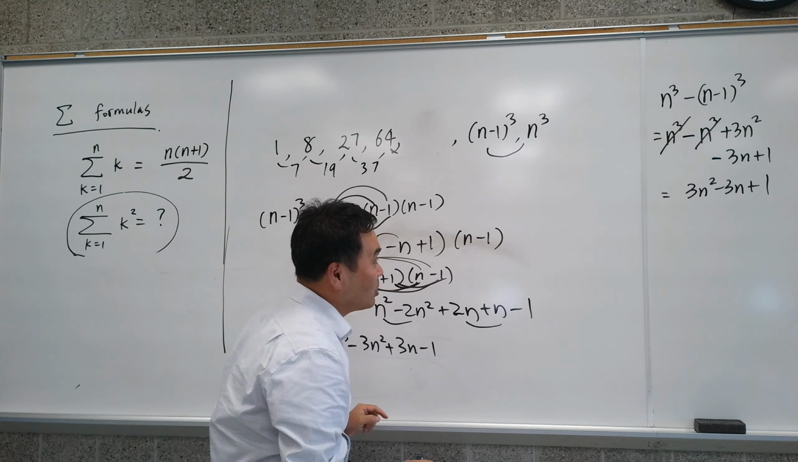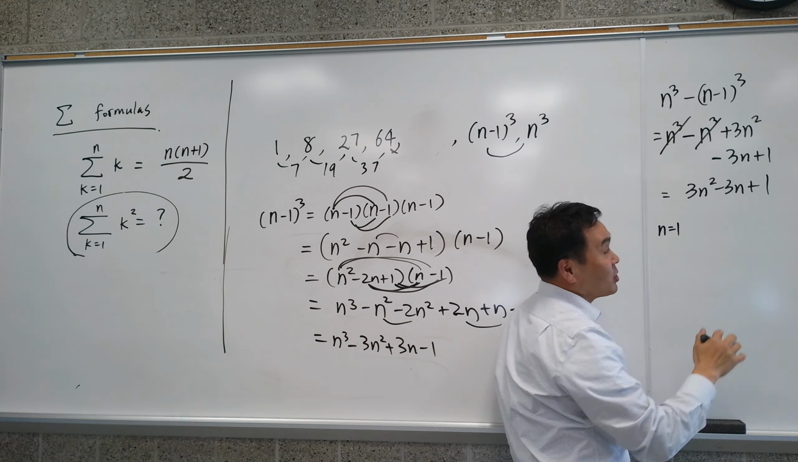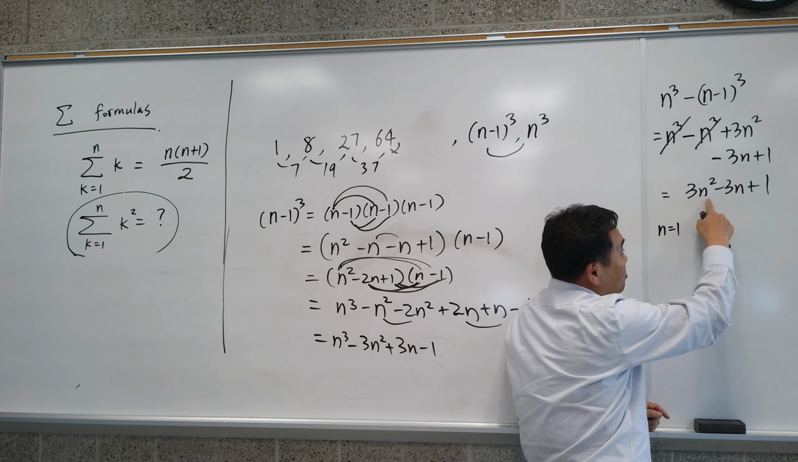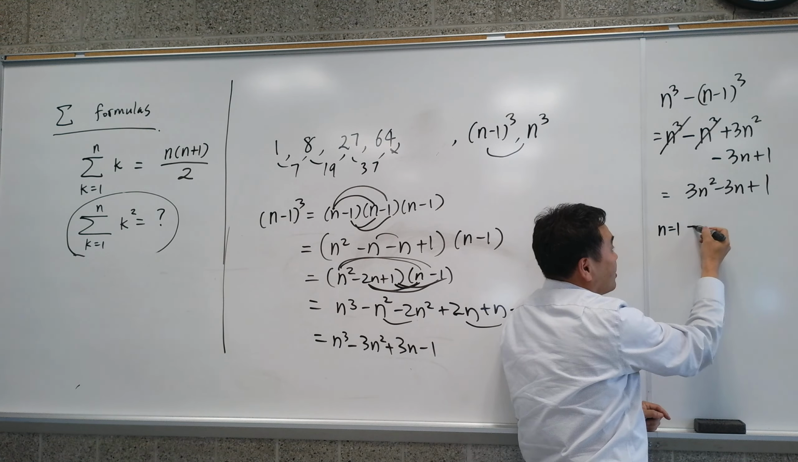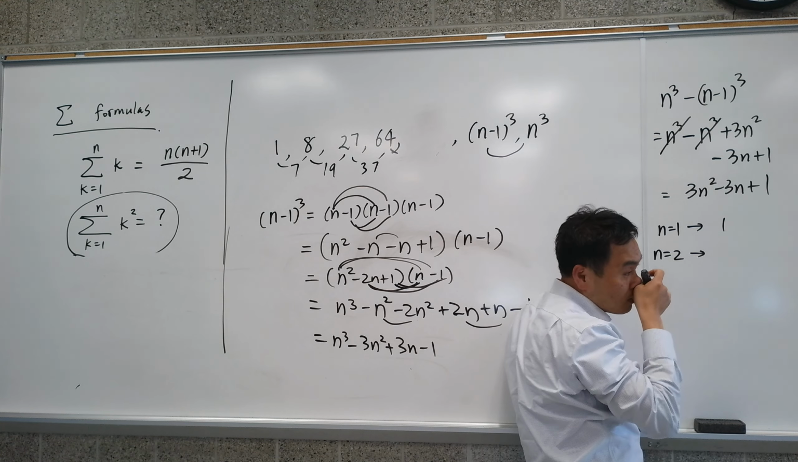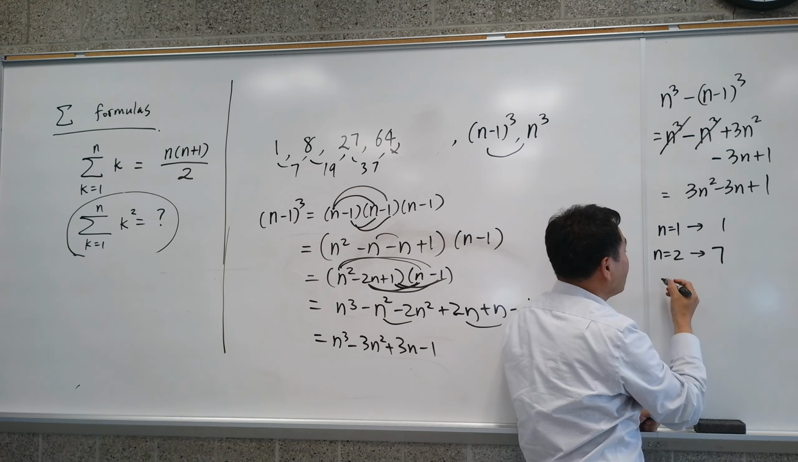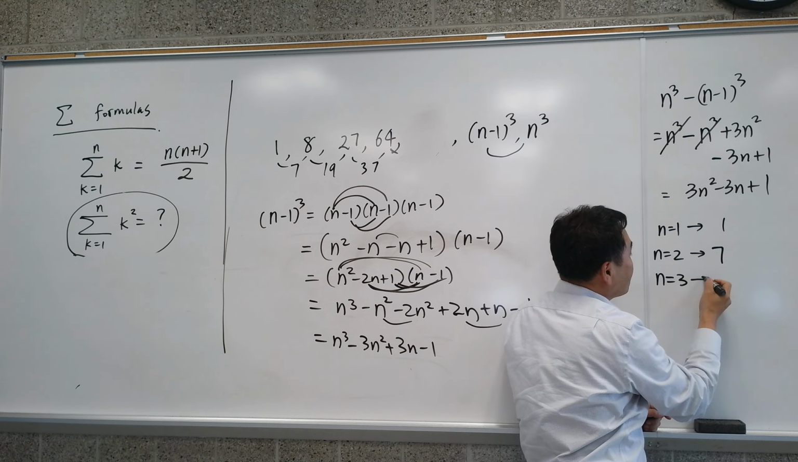So what does this become when n is 1? If you plug in n equals 1, what do you get? 1 squared is 1, so you get 3 minus 3 plus 1, what do you get? 1, okay. When n is 2, what do you get? 2 squared is 4, 4 times 3 is 12, minus 6 plus 1, you get? 7, okay.